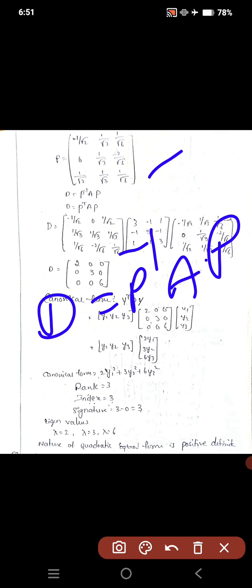Okay, instead of P inverse, what should we write? A simple shortcut method: write P transpose. P inverse and P transpose are both the same. That's why, finding P inverse takes more time, so we simply use P transpose. P transpose is very easy: the transpose matrix is an interchange of rows and columns.